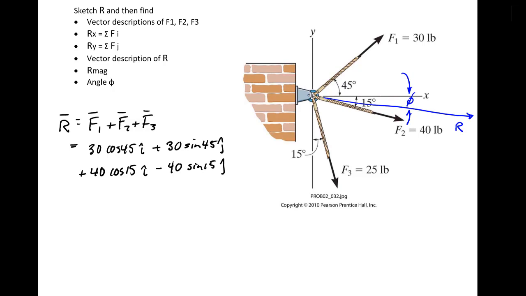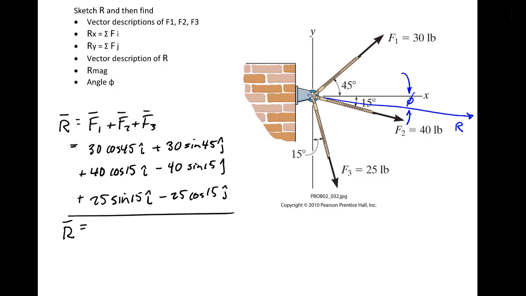Now how about F3? I'll say that that is equal to 25. It's positive, and this is going to be the sine component here in the i direction, minus 25 cos 15 in the j direction. You can add those three together just like an arithmetic problem, and I'll say that R is equal to 66.32i minus 13.29j. So I encourage you to always keep 4 significant digits as we're working through the problems.